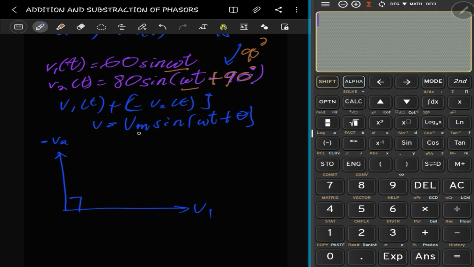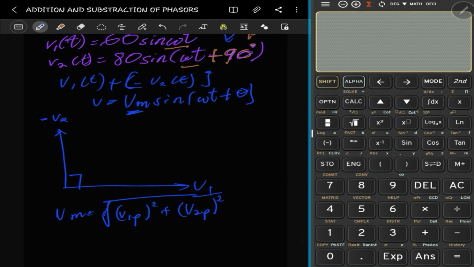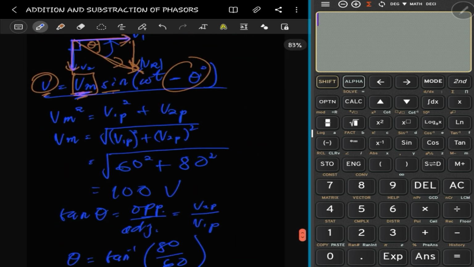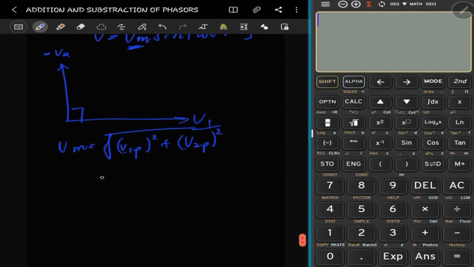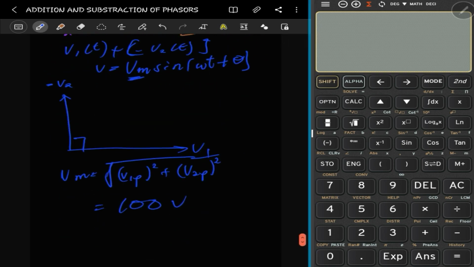Okay, so because they are 90 degrees to each other, this is very easy to do. The Vm that we are looking for will be the square root of v1 peak squared plus v2 peak squared, which we have found earlier. So that will be 100 volts. The next thing to do is to find the angle.